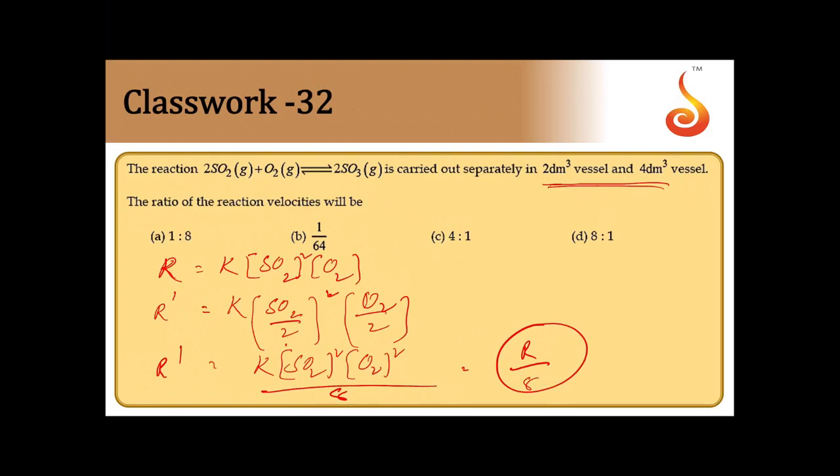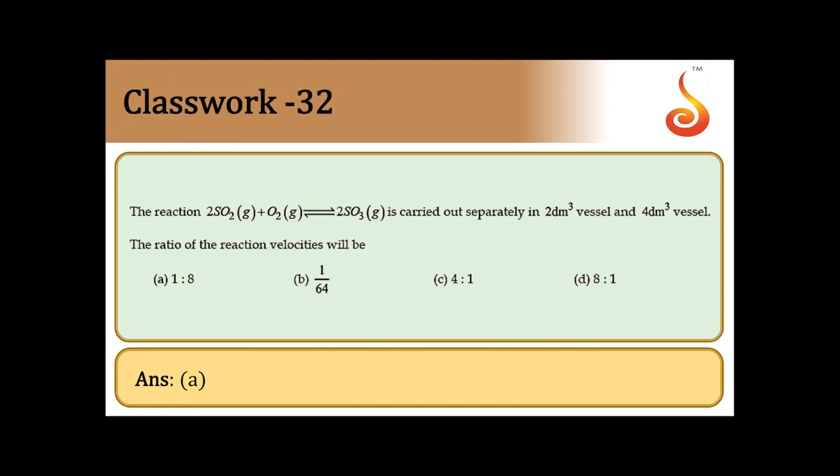So the ratio of the reaction velocities, they are given from 2 to 4. At 4, the rate will be less, this will be more. So the answer must be option D. The answer is option D because they are asking us from 2 to 4. So volume has increased, concentration will become half, and thereby the rate will also decrease. The answer should be 8:1.